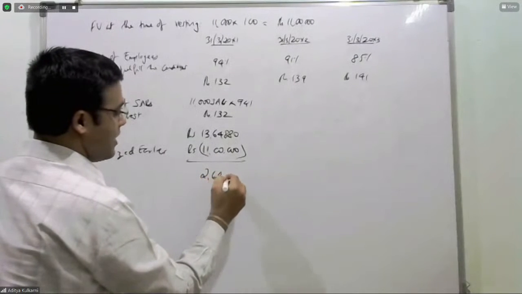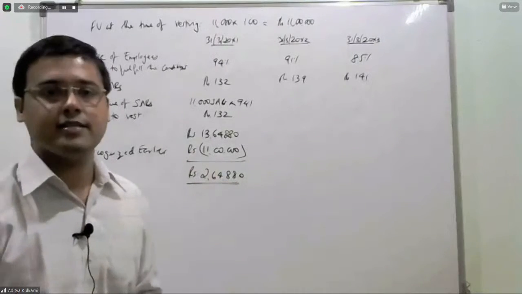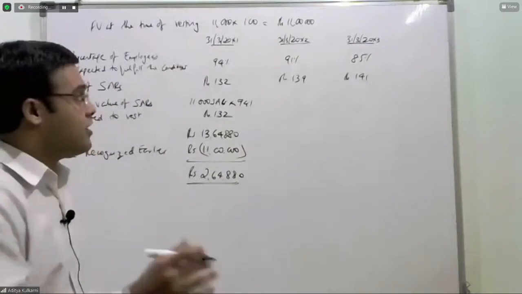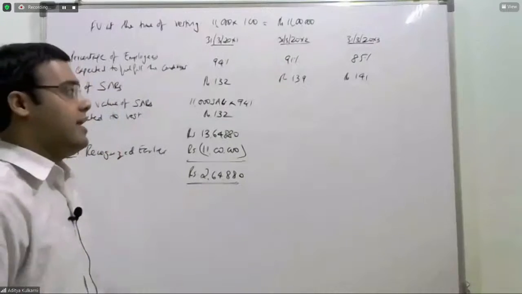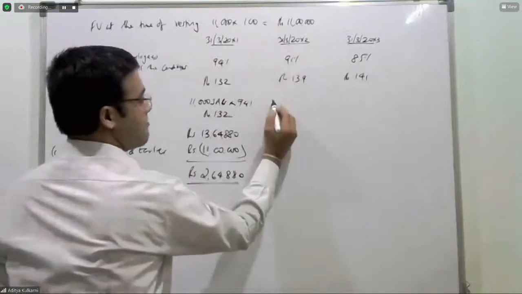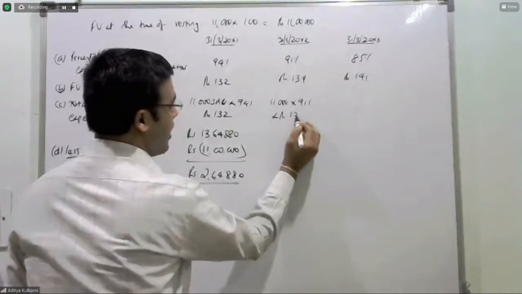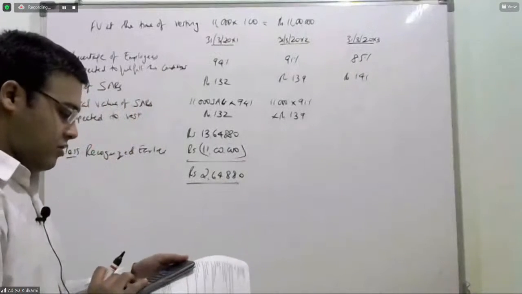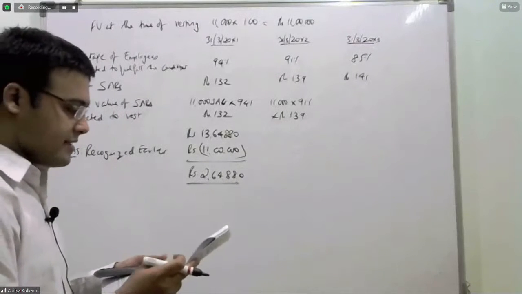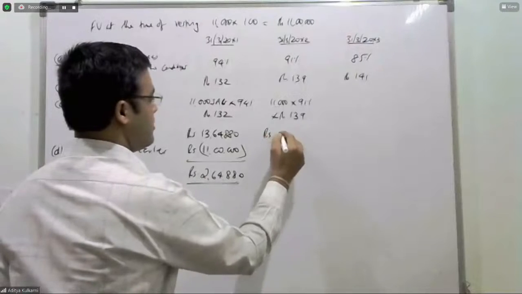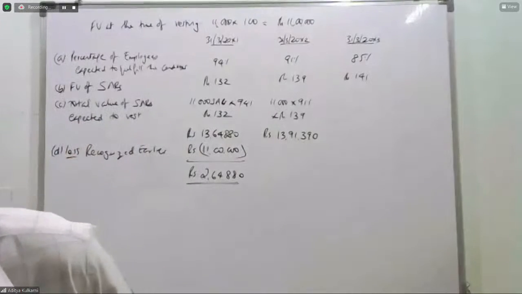So this will be 2,64,880. 1st April, 11 lakhs. 31st March, 2,64,880 increase in value. Then you expect 91% here. So 11,000 into 91% into rupees 139. 13,91,390. What is this? This is the last.